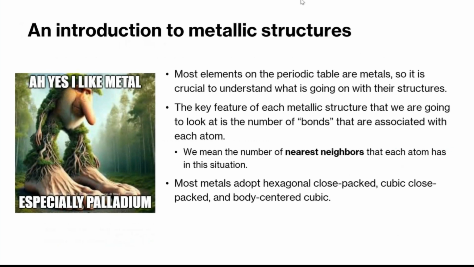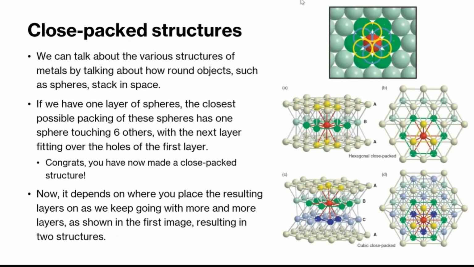Most metals adopt hexagonal close packed, cubic close packed, and body-centered cubic. So those are your three main structures that you need to know: HCP, CCP, and BCC. First we're going to look over close packed structures. We can talk about the various structures of metals by talking about how round objects such as spheres can stack in space. If we have one layer of spheres, then the closest possible packing of this one layer will have one sphere touching 6 others. They will fit over the holes of the first layer. So congrats, you now made a close packed structure.